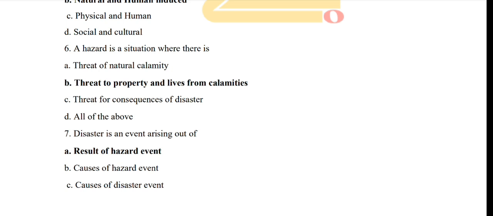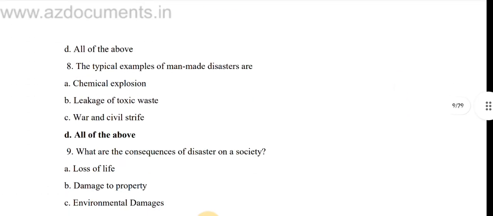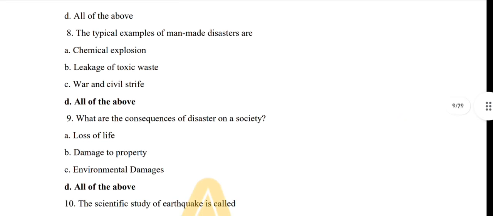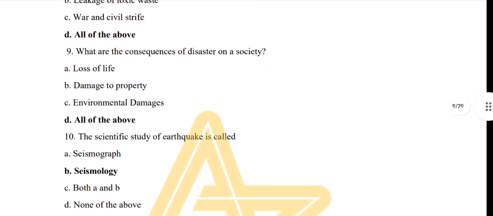Threat to property and lives from calamities, option B. So, seventh question. A disaster is an event arising as a result of a hazardous event. Eighth question. Typical examples of man-made disasters are all the above: chemical explosion, leakage of toxic waste, and war and civil strife. Ninth question. What are the consequences of disaster on a society?